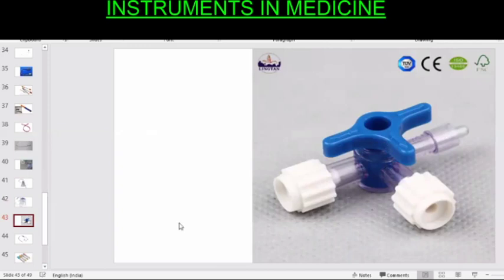So what are the advantages of this? Two fluids can be given simultaneously at the same time. If you just put an IV cannula, you can attach only one IV set or the IV fluid to it. But by putting a bivalve, you can attach two fluids to the patient simultaneously. Or on one end you can give an injection, and on the other end you can attach an IV fluid.